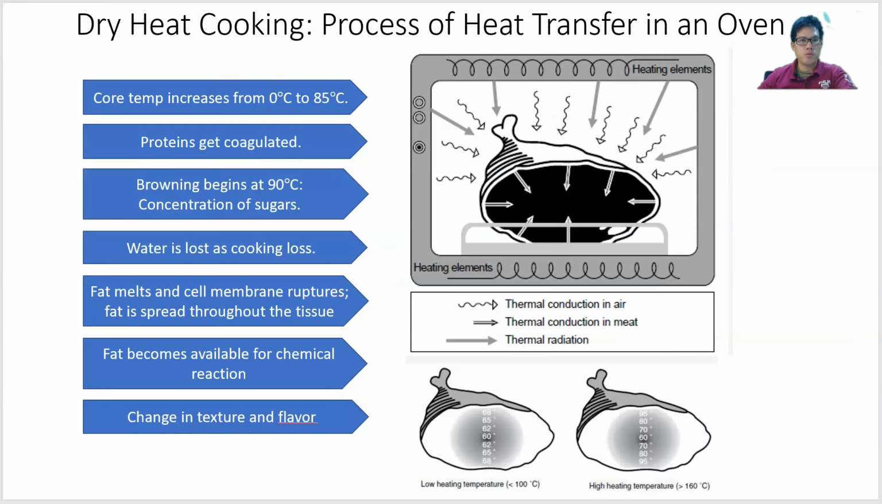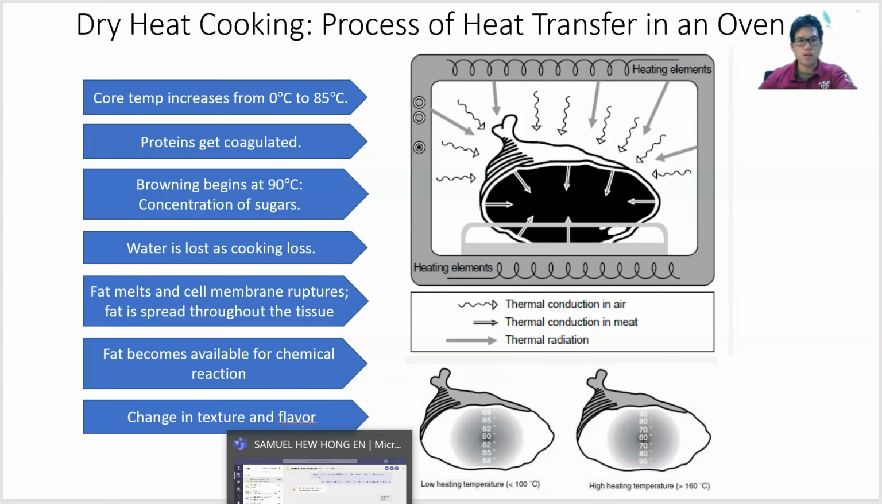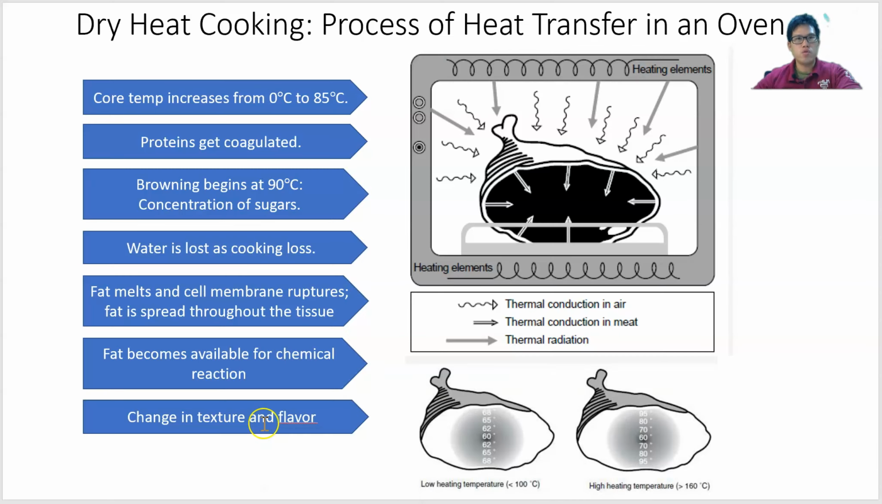When you're looking at this dry heat cooking process, the transfer in the oven, you can see that when you started with a convection oven, the core temperature will start to increase.